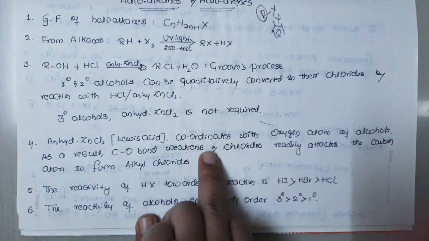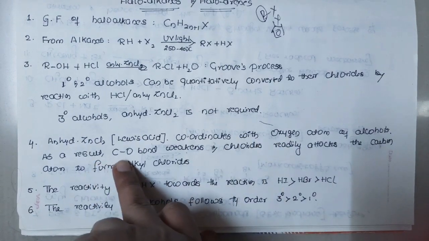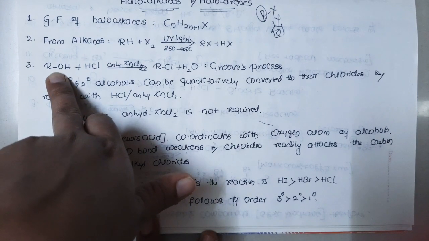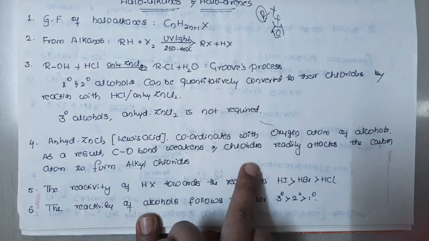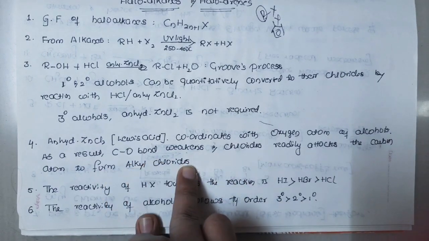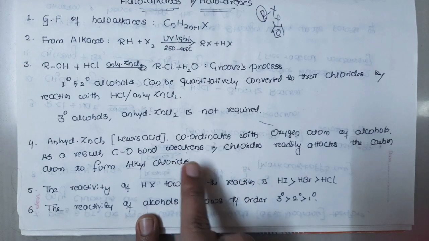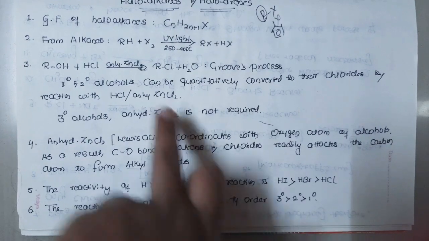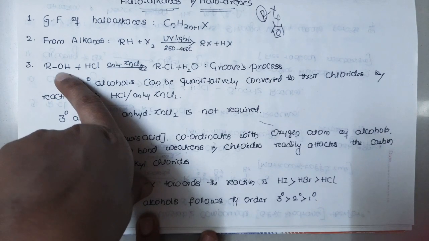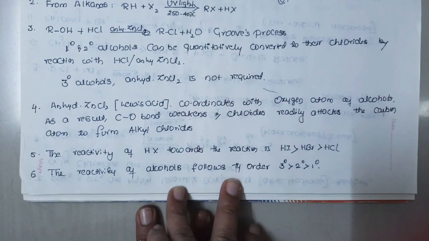Just see here, it coordinates with the oxygen atom of the alcohol. As a result, the C-O bond weakens, that is, the carbon and oxygen bond gets weak. Then chloride readily attacks the carbon atom to form an alkyl chloride. That is the main role of anhydrous zinc chloride. It breaks the C-O bond and makes a new C-Cl bond. Remember that point, very important.